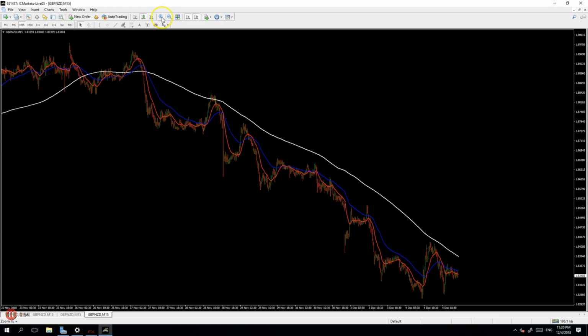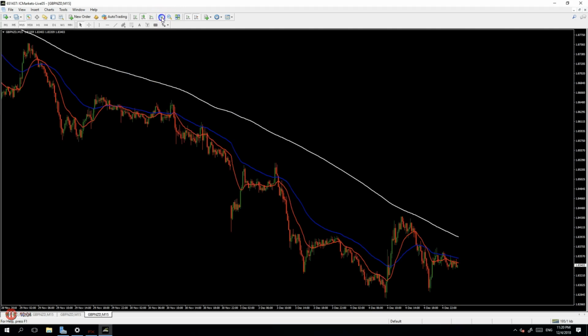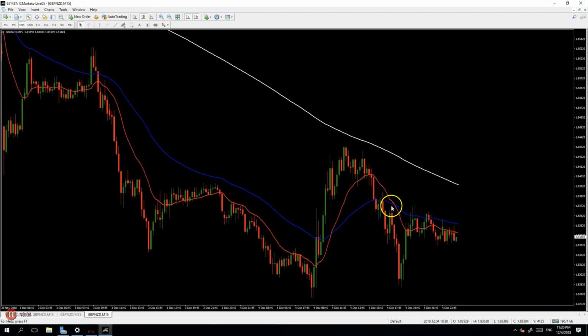So let me show you. Earlier today we had this situation right here where I got this cross. Now I was busy, I didn't really know that this cross had happened, but I waited for it to actually come back.